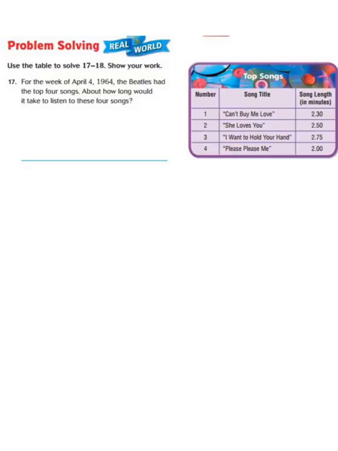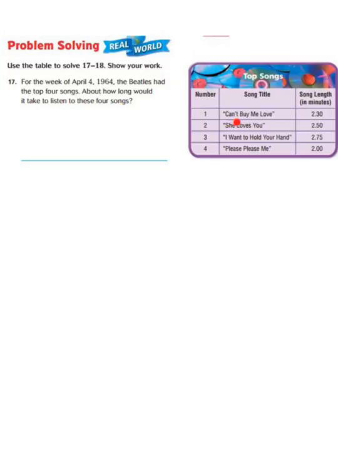Now let's take a look at our problem-solving problems on page 134. It says to use the table to solve 17 through 18. Well, we're only going to use 17. It says to show your work. So for the week of April 4th, 1964, the Beatles had the top 4 songs. About, that is going to be a key word, how long would it take to listen to these 4 songs?